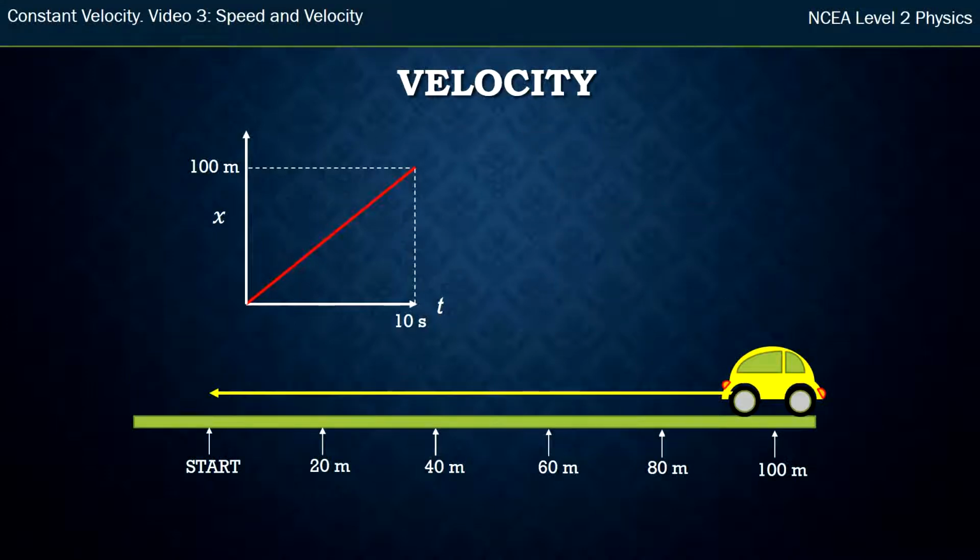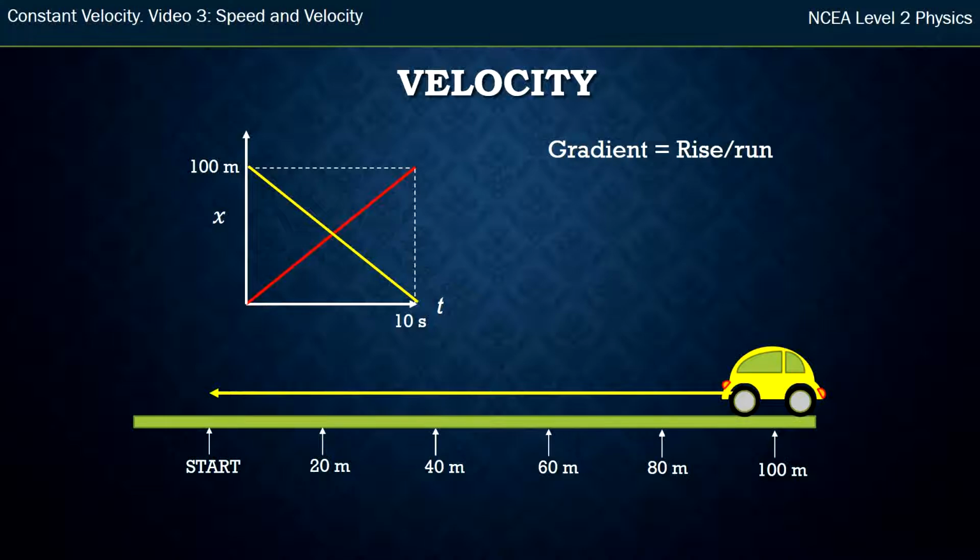So now that was looking at speed, let's look at velocity and how that differs. Now I've got a yellow car. This yellow car is now going backwards. It still takes 10 seconds to travel 100 meters, but going in the opposite direction. So on the graph, if it starts at 100 meters and ends up at 0, we get a line that looks like this. I can work out the gradient from that.